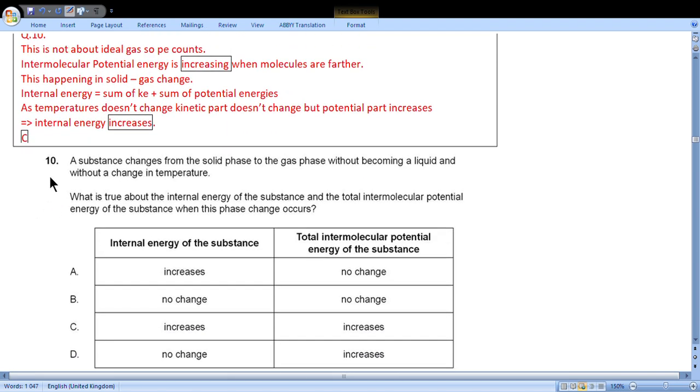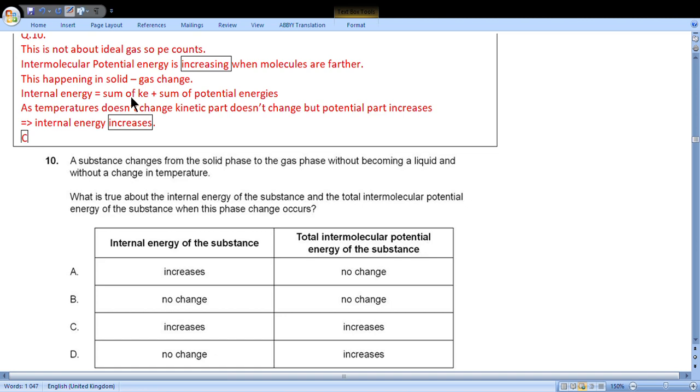Question 10. A substance changes from solid phase to the gas phase without becoming a liquid and without changing temperature. What is true about the internal energy of the substance and total intermolecular potential energy of substance where the phase change occurs? This is not about ideal gas, so potential energy counts. Intermolecular potential energy is increasing when molecules are farther. This happens in solid gas change.